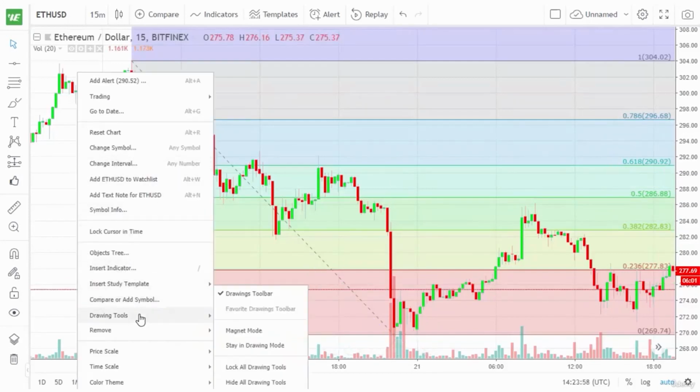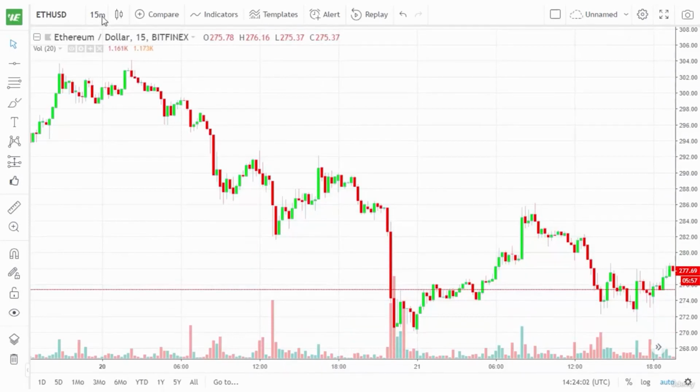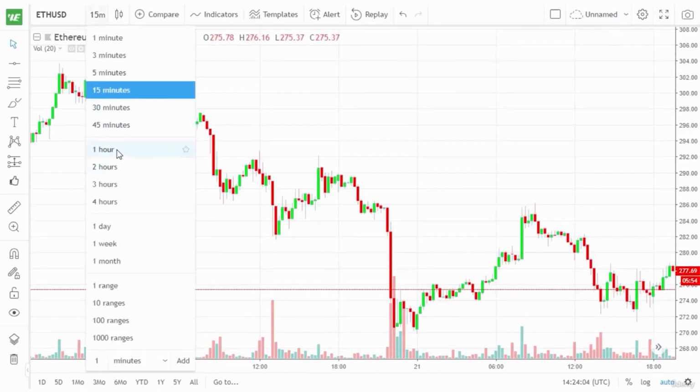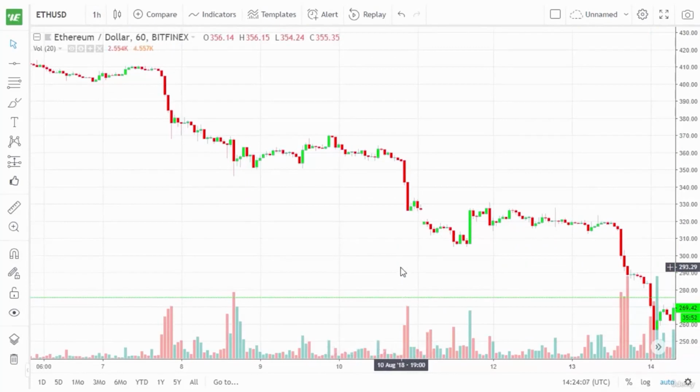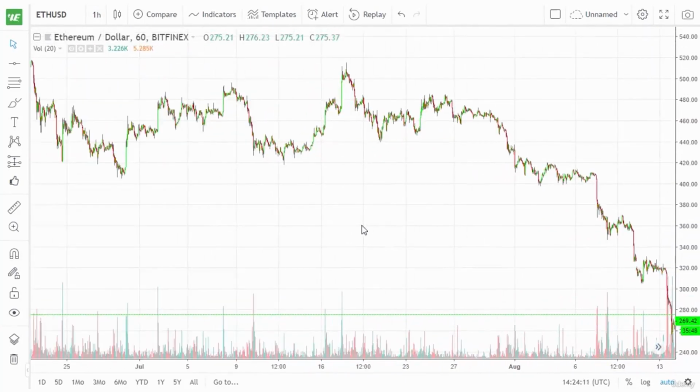So let's go ahead and remove the Fibonacci tool, and let's zoom out to an hourly chart. It's important to take a minute to look at swing highs and swing lows. So as I zoom out, I'll go ahead and mark a few, give you an idea of what you're looking for. We fell here and we bounced. That's a swing low. We rose here and then we fell back. That's a swing high. Swing low, swing high, swing low, swing high, swing low, and then a breakdown.